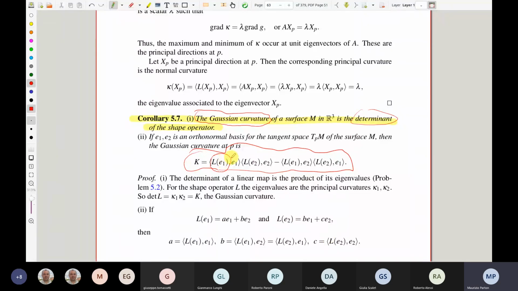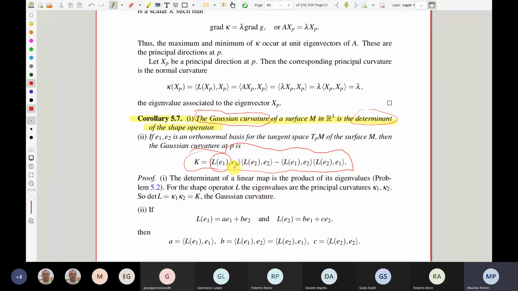This is giving, when instead of E1, E2, and so on, you put the standard vector fields ∂/∂x, ∂/∂y, ∂/∂z, and you make computations, then you obtain formulas that maybe you already know about the Gaussian curvature in local coordinates, okay?